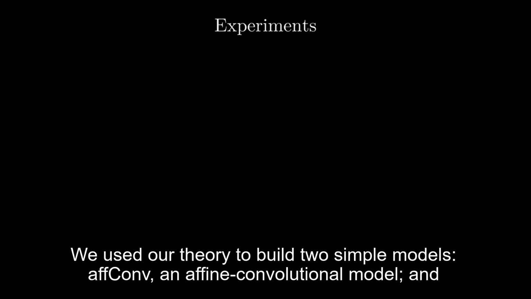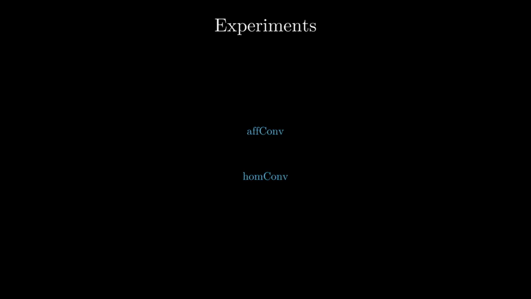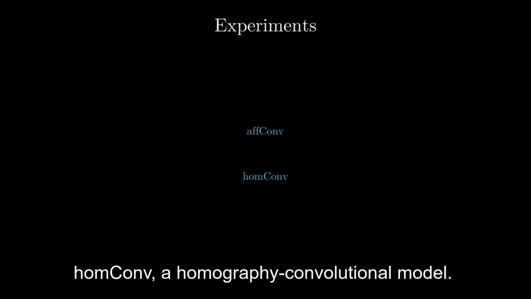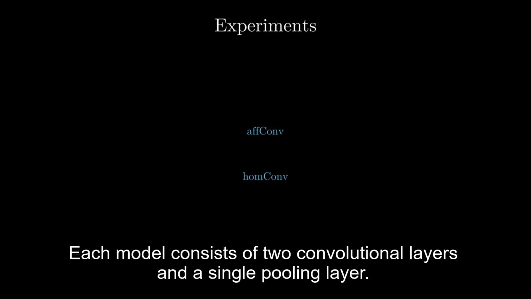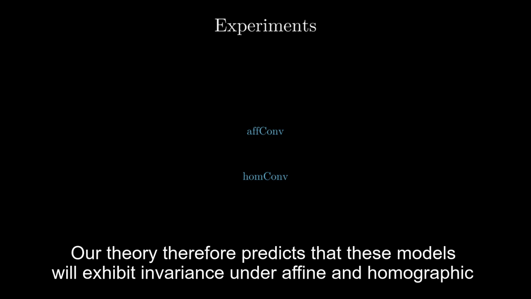Finally, we come to the experiments. We used our theory to build two simple models, AFConv, an affine convolutional model, and HOMConv, a homography convolutional model. Each model consists of two convolutional layers and a single pooling layer. Our theory therefore predicts that these models will exhibit invariance under affine and homographic transformations respectively.